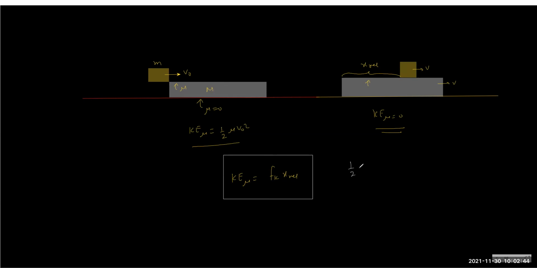So I know the answer is half m by m plus m into v naught square. And the friction force will be, because this is m mass, mu into N, which is mu mg. So I'm directly adding mu mg x relative. See, I can solve in one line. So I know the answer. X relative is v naught square by 2 mu g.